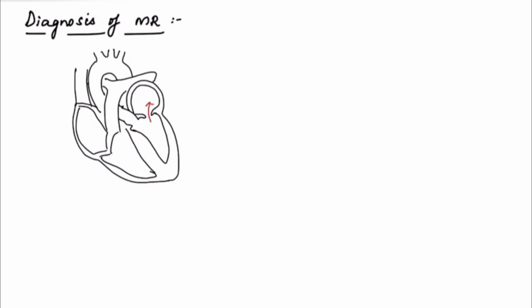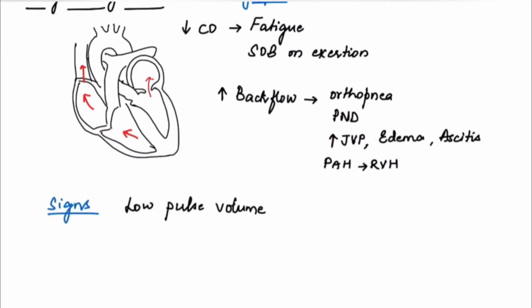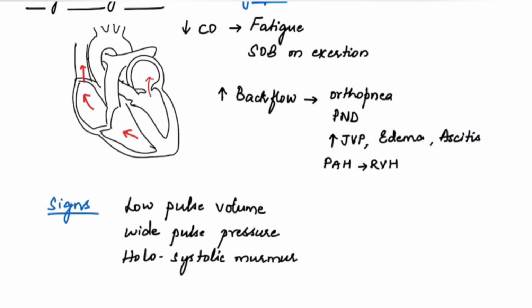Now we'll look at the diagnosis of mitral regurgitation. So here, as already discussed, the symptoms of mitral regurgitation include the symptoms of decreased cardiac output like fatigue, shortness of breath on exertion, and symptoms of increased backflow like orthopnea, paroxysmal nocturnal dyspnea, raised JVP, edema, ascites. And signs of mitral regurgitation include low pulse volume, a wide pulse pressure, a hollow systolic or a pansystolic murmur, and the apex is heaving type and it is displaced laterally.